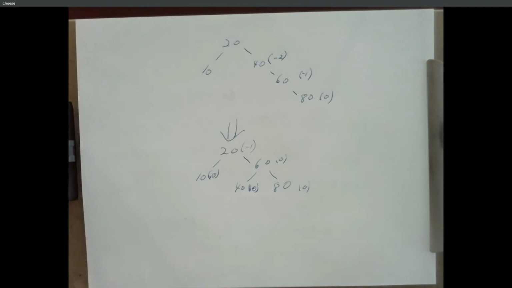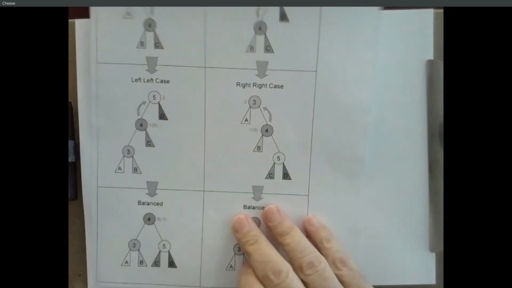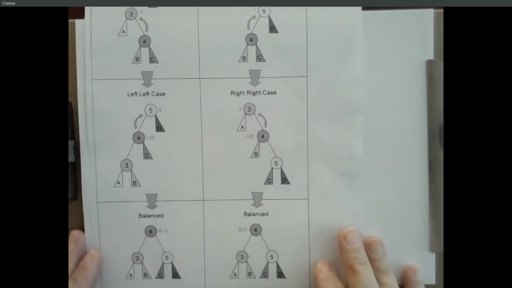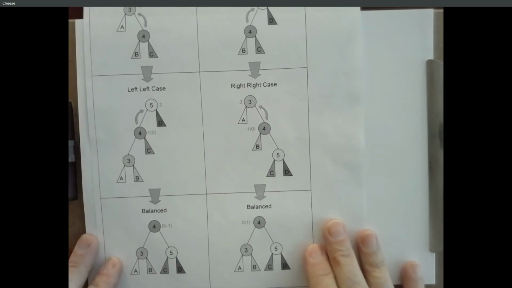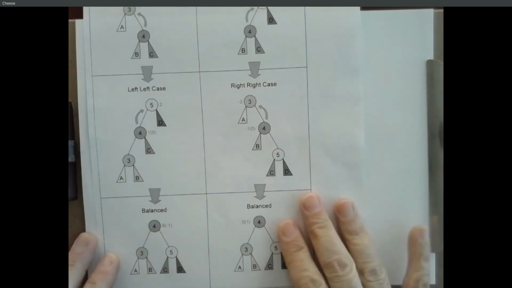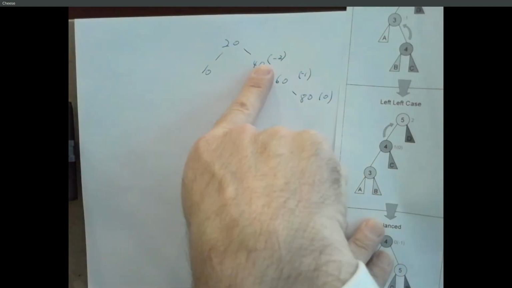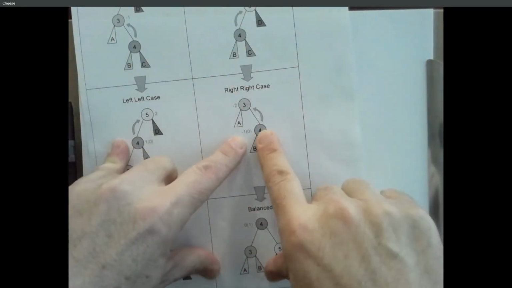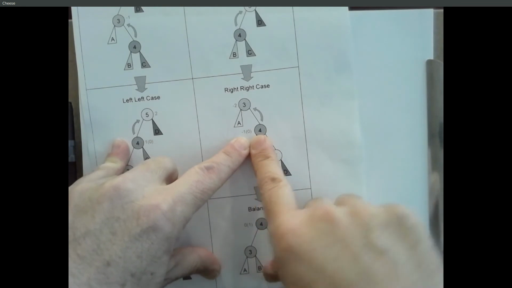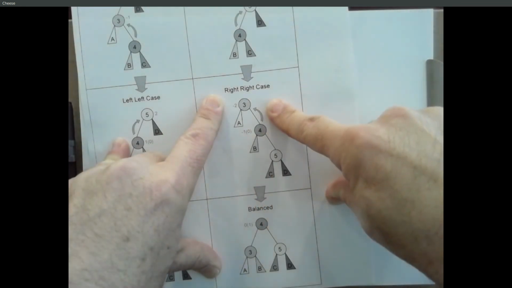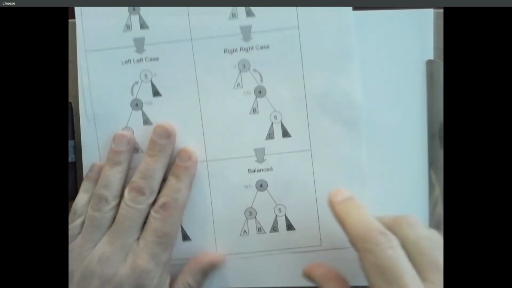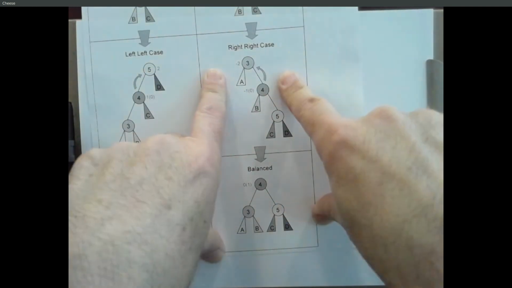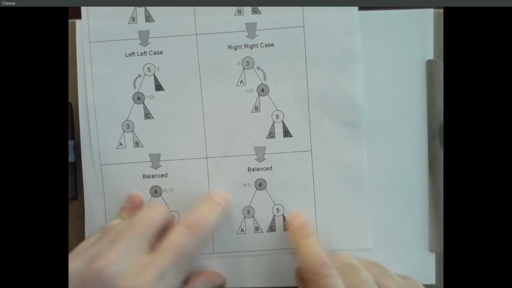All right, so it turns out there's 4 kinds of these adjustments we're going to want to do. What we just did was something called a right-right case. And we know it's a right-right case because we had a node with a balance factor of -2, and its child had a balance of -1. That's this case. If you have a -2 and the child is either -1 or 0, this is the case we're in. And there's a prescription here, an algorithm for how to turn this into that. And this will be balanced.